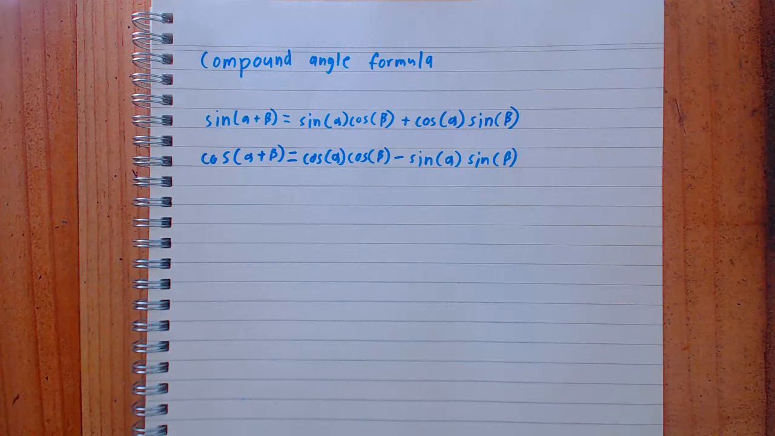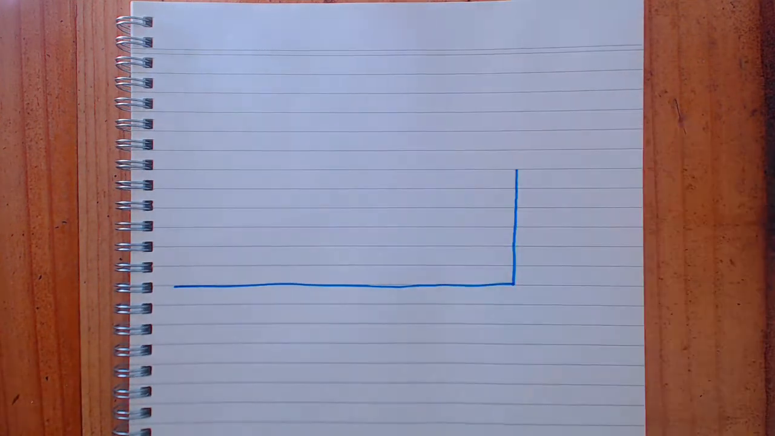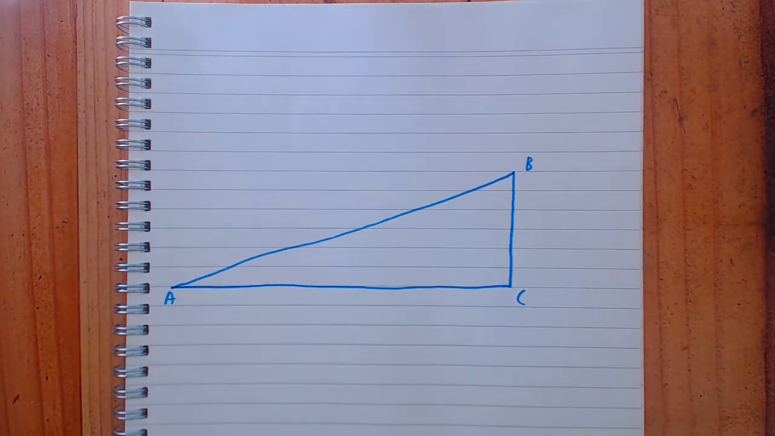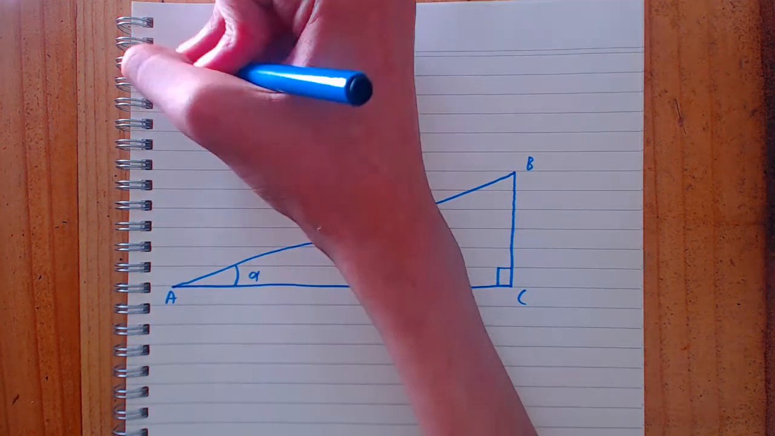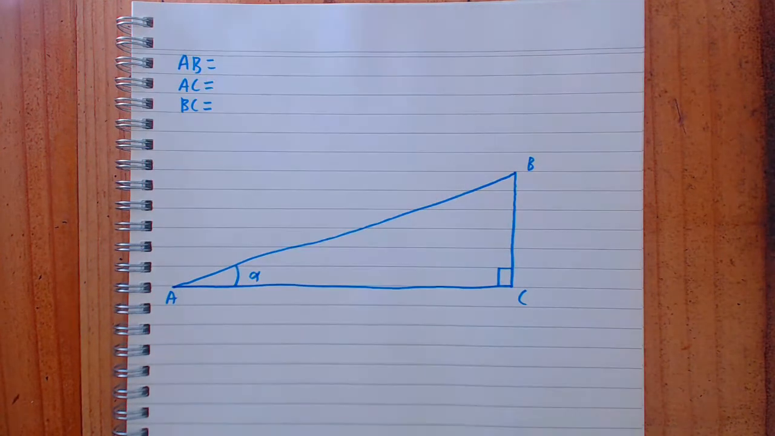Sine and cos of x are defined geometrically, so it makes sense that our proof of the compound angle rules is geometric. First, we will construct a triangle ABC. We will define this triangle to be right angled at C, so angle ACB is a right angle. We will call the angle BAC alpha. We will also consider AB to be 1 unit long.